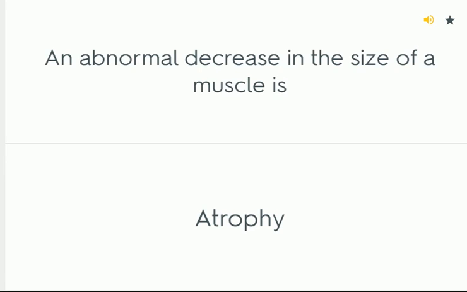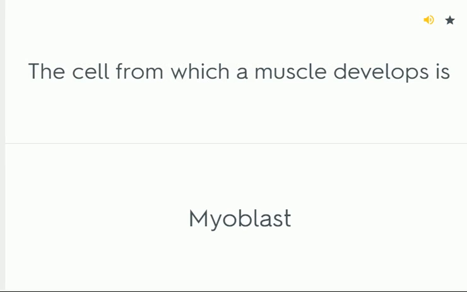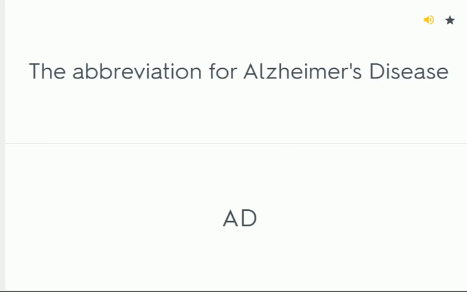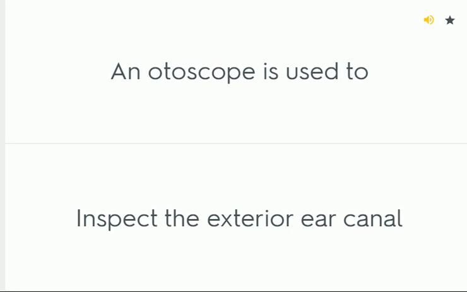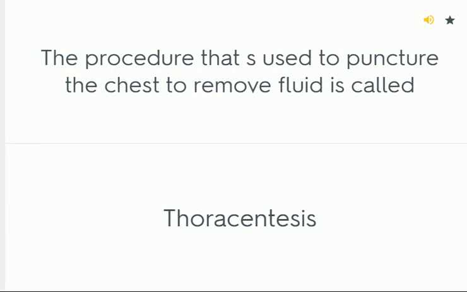An abnormal decrease in the size of a muscle is atrophy. The cell from which a muscle develops is myoblast. The abbreviation for Alzheimer's disease: AD. An otoscope is used to inspect the exterior ear canal. The procedure that is used to puncture the chest to remove fluid is called thoracentesis.